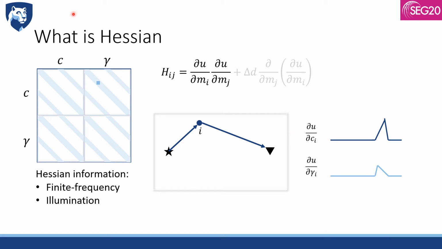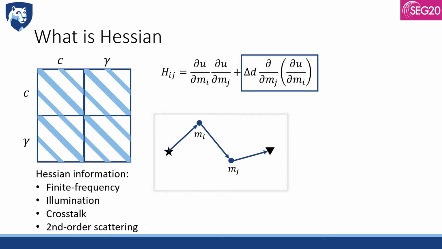This Hessian element hij is a zero-lag correlation between them, meaning how similar they are with each other. So a large value in the off-diagonal block means that the velocity perturbation and the attenuation perturbation can produce similar seismic waveform perturbation, and thus it is difficult to tell if the data residual should be attributed to velocity or attenuation, which leads to the crosstalk. So the Hessian matrix has the crosstalk information.